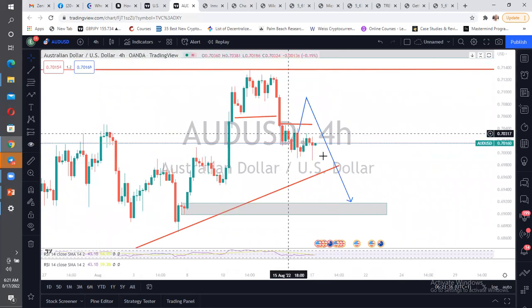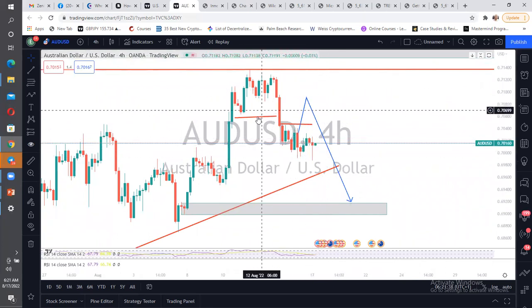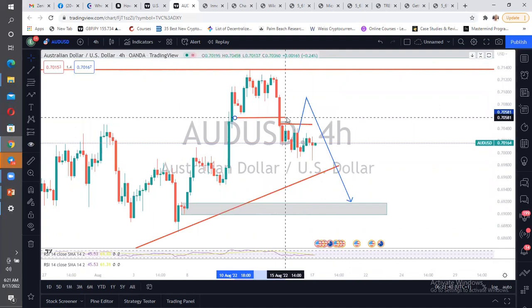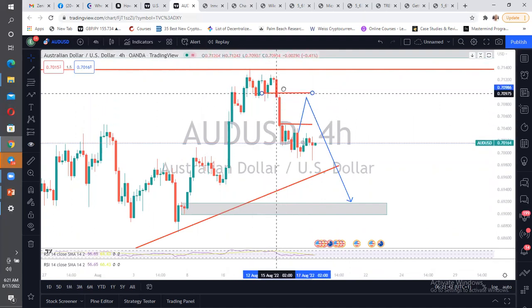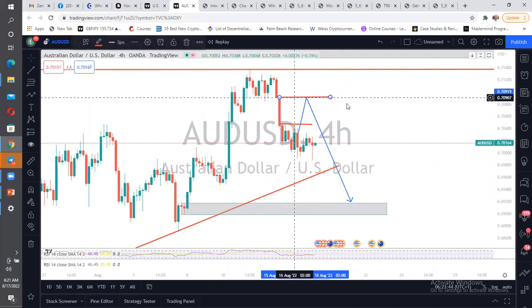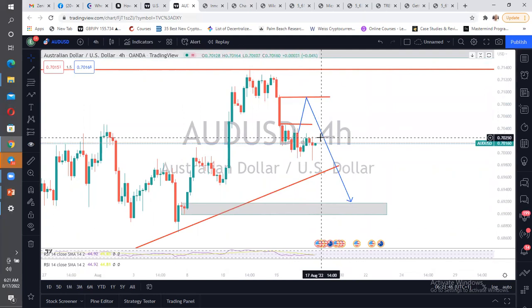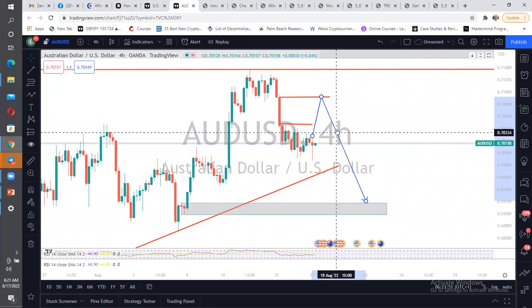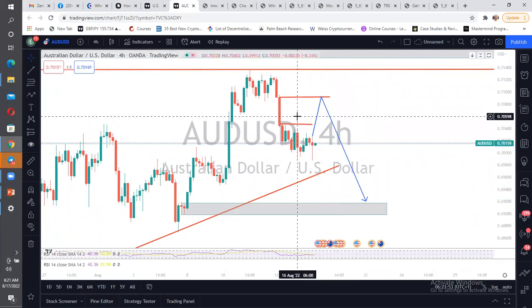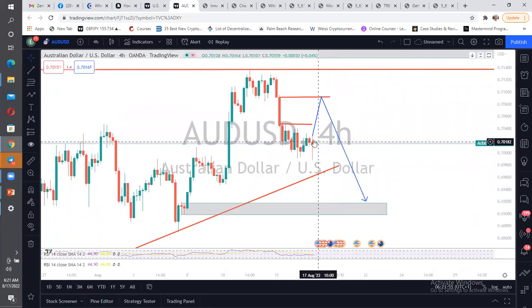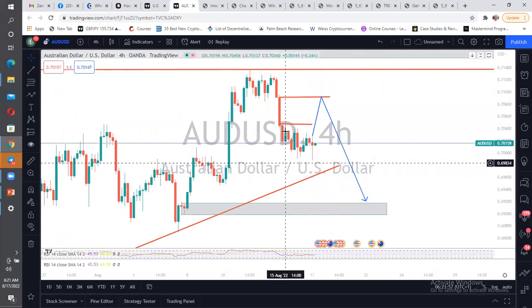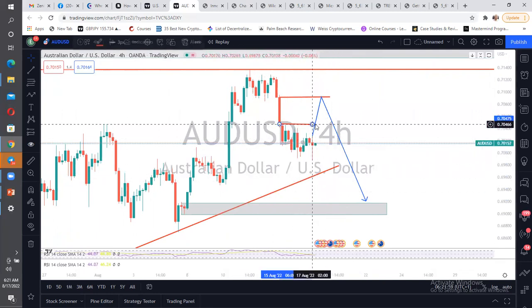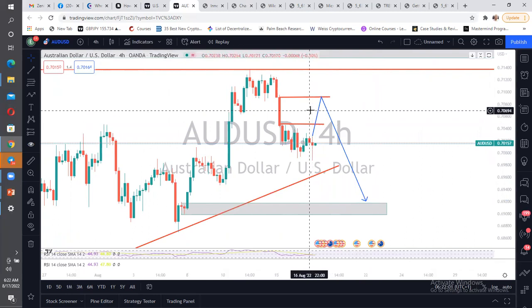AUDUSD. AUDUSD also, we're still expecting AUDUSD to give us this particular move for today. Here and here also we'll have a fair value gap, and also we'll have this here. The market has not traded into this FVG. So once the market enters this FVG, I would like to see a push to the downside. That is what I'm expecting. I'm watching this particular pair to see it come into this level.